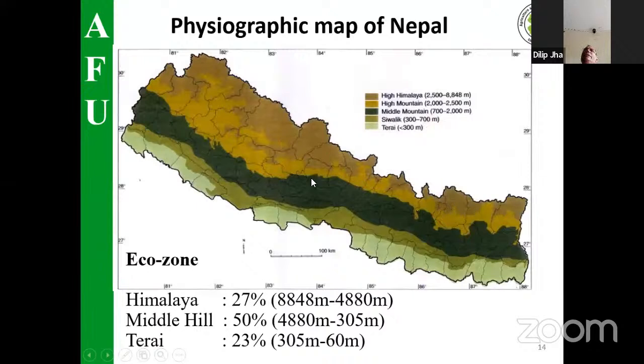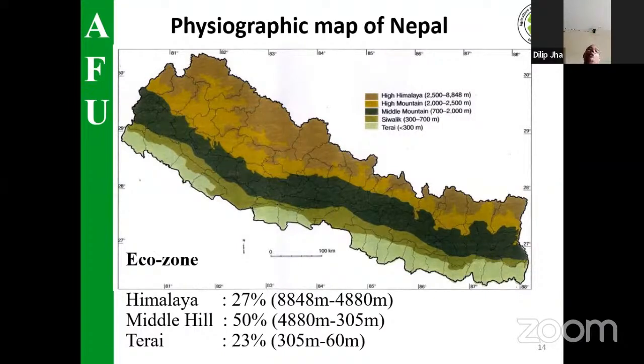It's completely high Himalayas, high mountain ranges. Then this is the middle mountains. Then it's the Shivalik range, and our university is located in this range. If we say, Himalaya is 27%, middle hill 50%, Tarai 23%.